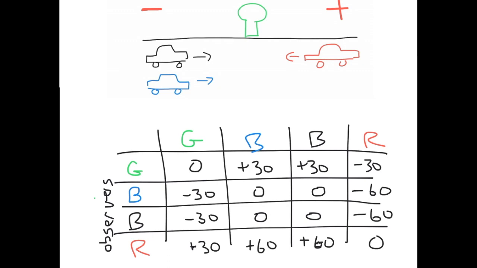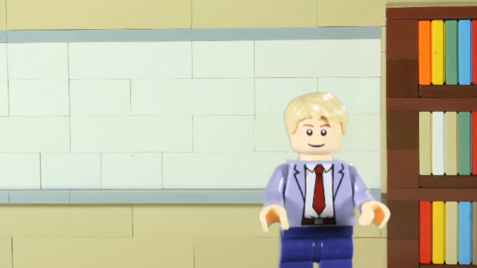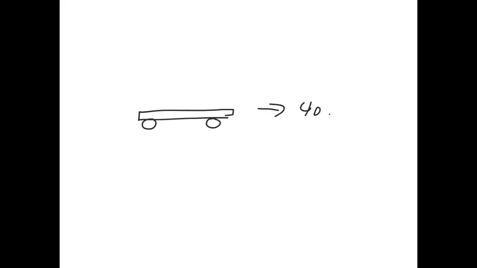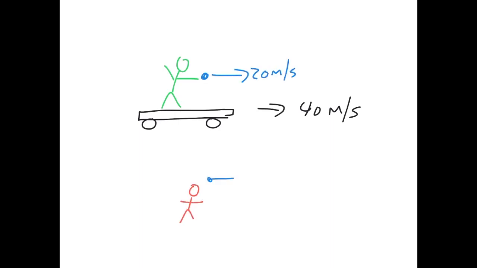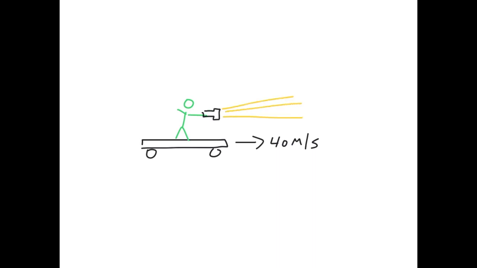All of this data is self-consistent, and life was good for about 200 years. Then people noticed something. If you stand on a car moving at 40 meters per second and throw a ball forward at 20 meters per second, someone standing on the ground thinks the ball is moving at 60 meters per second. That's fine. But if you stand on a car moving at 40 meters per second and shine a flashlight forward, both you and the person on the ground see the same speed for the light. This is not a mistake. That's what happens. And it's super weird.